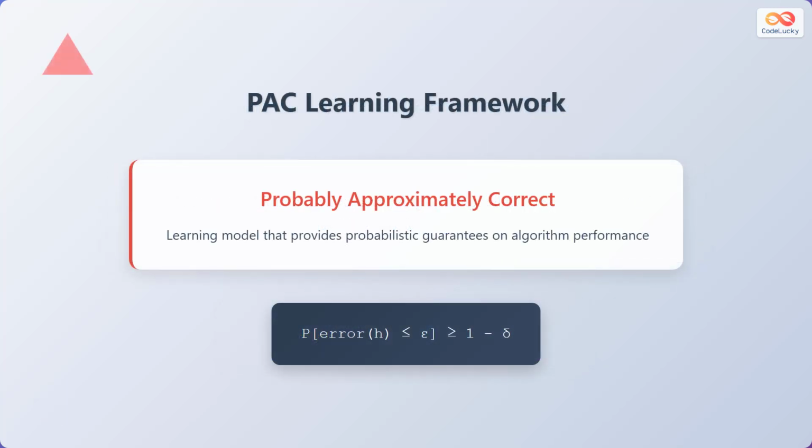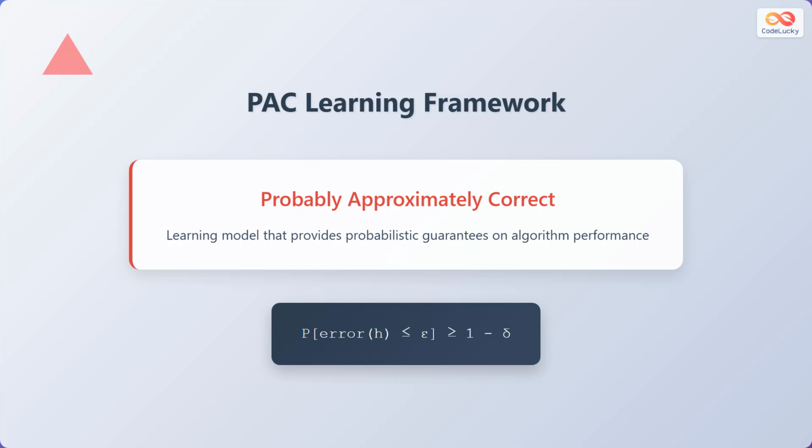Now, let's focus on the PAC, that is, probably approximately correct learning framework. PAC learning is a model that provides probabilistic guarantees on the performance of an algorithm. In other words, it quantifies the likelihood that a learning algorithm will produce a hypothesis that is approximately correct.